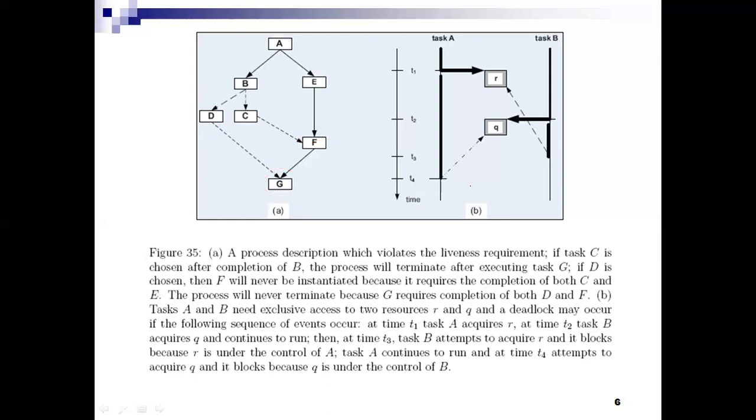Coming to figure B, just look at figure B. What happens here? Tasks A and B need exclusive access to two resources. So this is task A and this is task B. They require the resources. So exclusive access to two resources. What are the resources? R and Q are the resources. And deadlock may occur if the following sequence of events occurs.